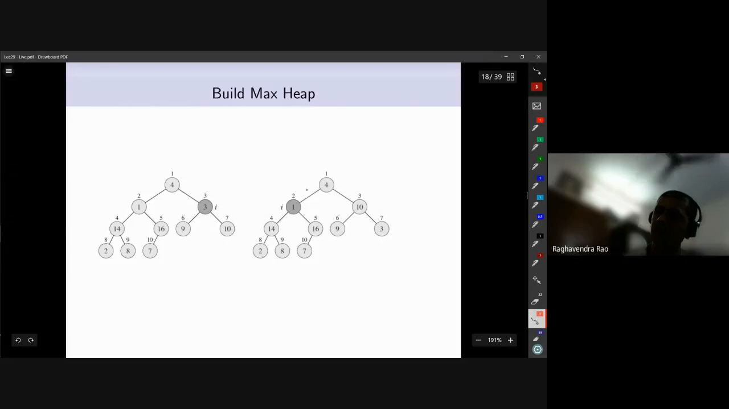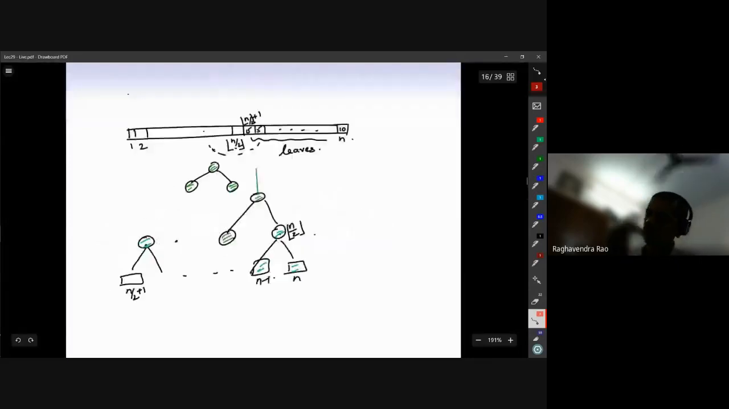That's exactly what has happened. So 10 came above. So now what is the invariant that we have? All these trees are valid heaps. Next iteration is I is 2. The value at position 2 is 1. If you look at this array, sorry, the value at position 2 is 1.